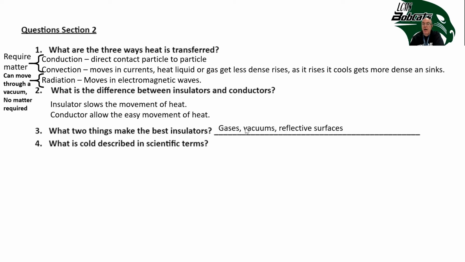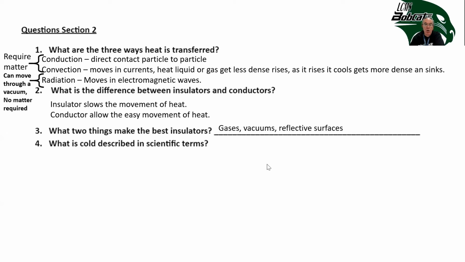Gases and vacuums, gases stop conduction, and if you have them trapped, like with insulation inside of a wall, they also stop convection. Vacuums stop both convection and conduction, and then reflective surfaces stop radiation.